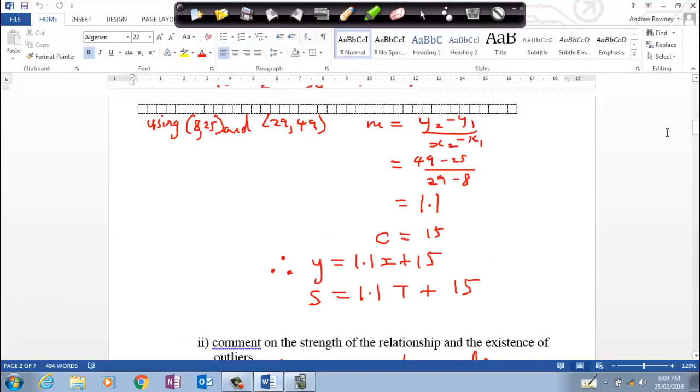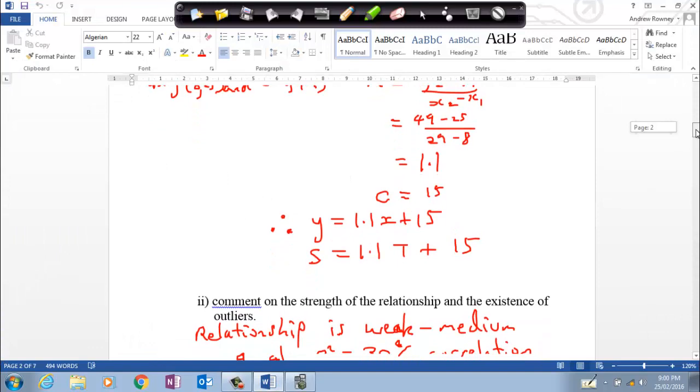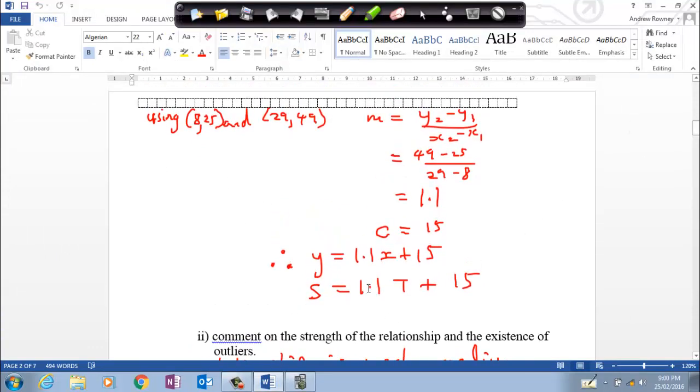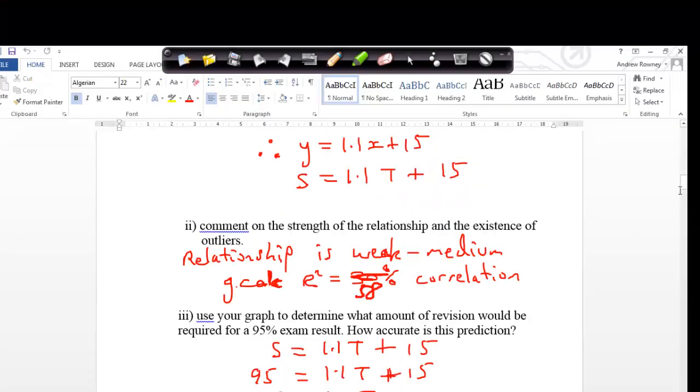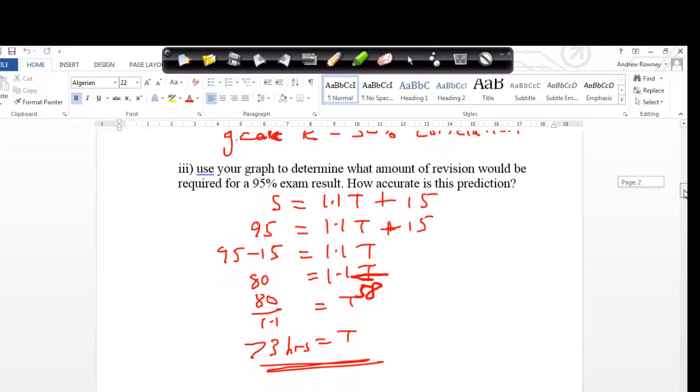So if we come back to the test here, we can see that is similar to the equation we got manually. Go down to part 3, and it says use your graph to determine the time required for 95% score. So you write the equation down there, you put 95% for the score. Notice the score actually is in percentage, but we don't need to put 0.95, it's actually raw scores out of 100. So put 95 for score, we leave t as an unknown and solve for t.